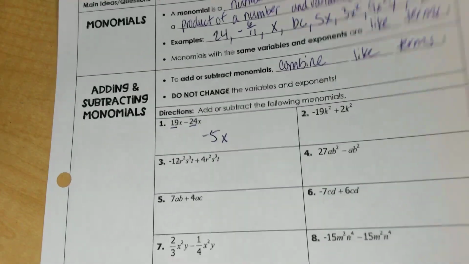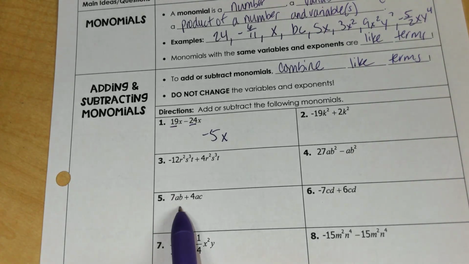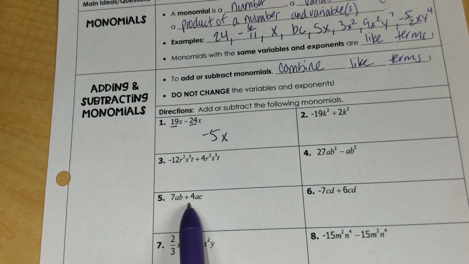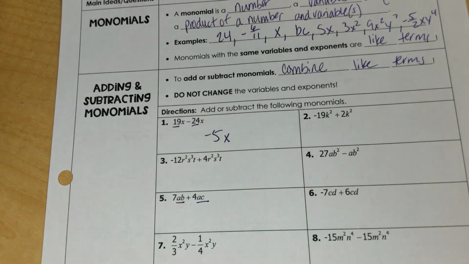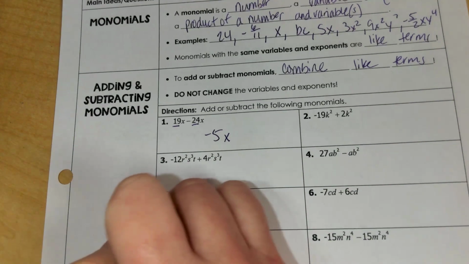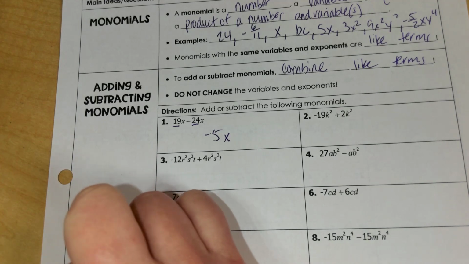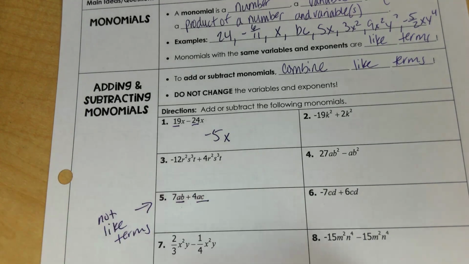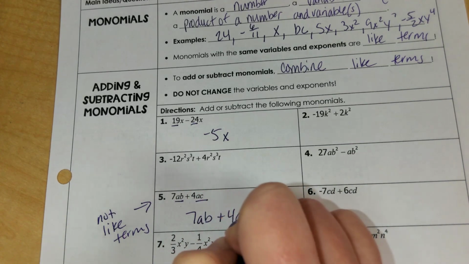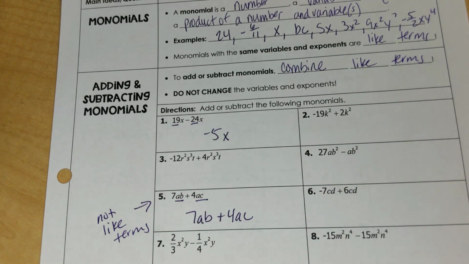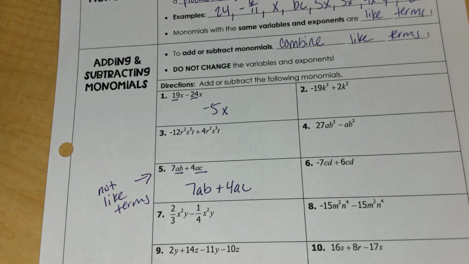Another example of this would be number 5, where we take 7ab and 4ac. Notice that ab is different than ac. Because they're different, they are not like terms, so we can't add them together. We just leave it as 7ab plus 4ac. They're already as simplified as they can be.